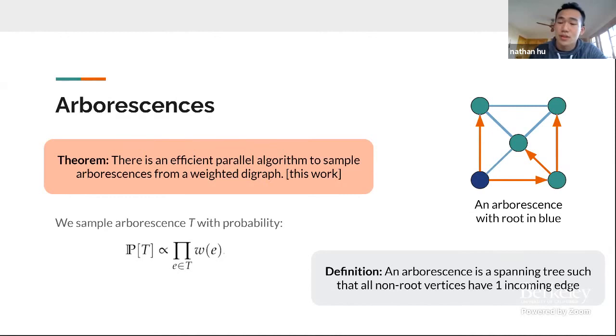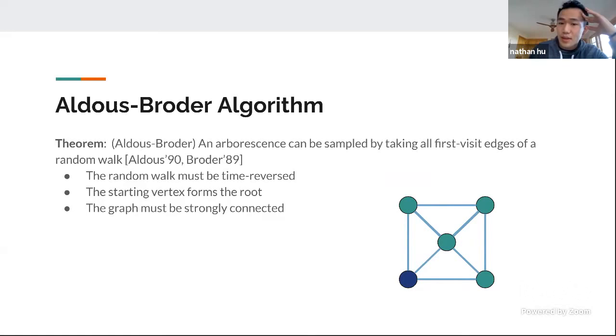We have a couple of basic building blocks we use in our algorithm. The first is a theorem by Aldous and Broder, which tells us that the task of sampling can be reduced to simulating a random walk and recording the first visit edges, that is, every edge that visits an unvisited vertex. By extracting all these first visit edges, we are left with an arborescence distributed how we want. This has been used for very fast sequential sampling algorithms for spanning trees, but it's less obvious why this helps us, since random walks are an inherently sequential process.